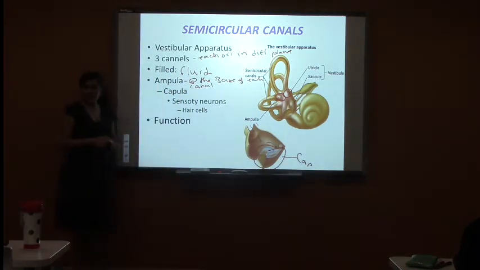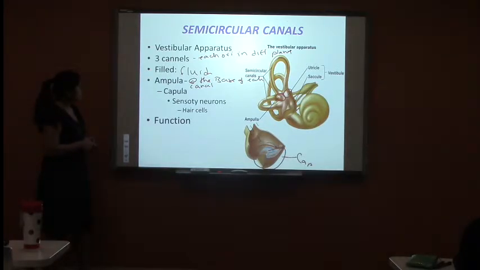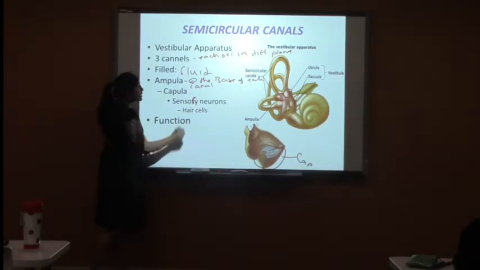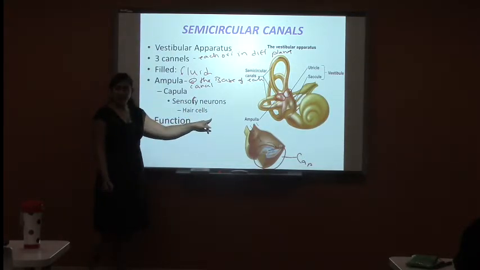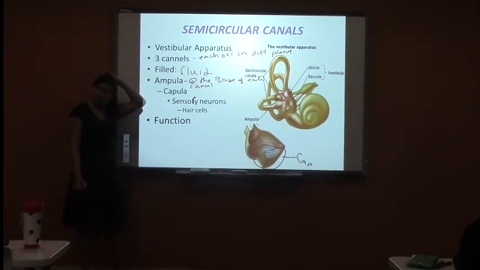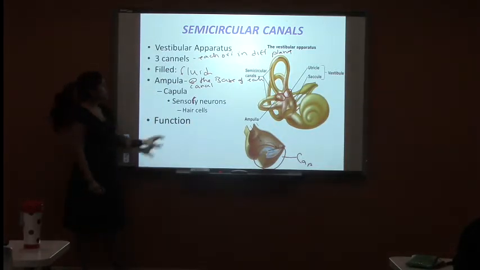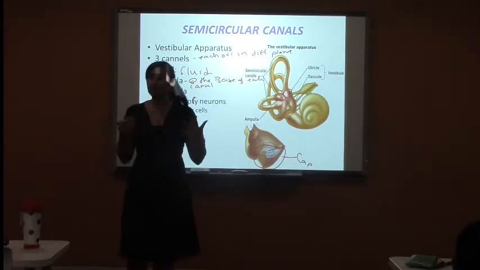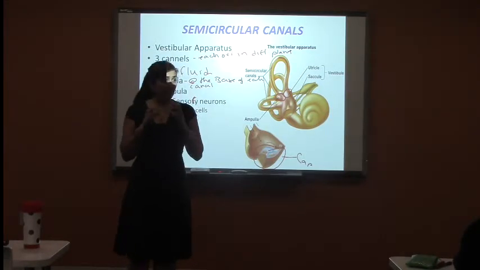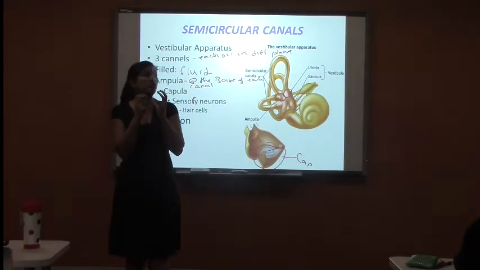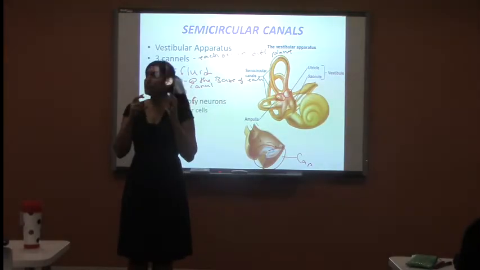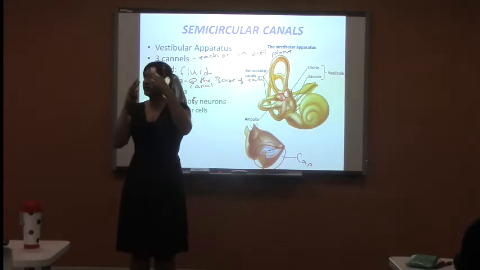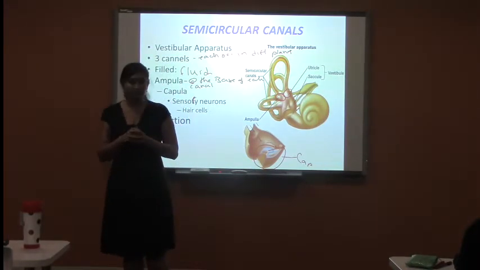Does that make sense? So the cupula contains the sensory neurons, which contain the hair cells. So, semicircular canal: 3 canals, each oriented in a different plane, each fluid filled. At the base of each semicircular canal, you have this protrusion, which is called the ampulla. Within the ampulla, you have a different structure called the cupula. What is the cupula? This is where you have basically the hair cells and the sensory neurons. Okay?